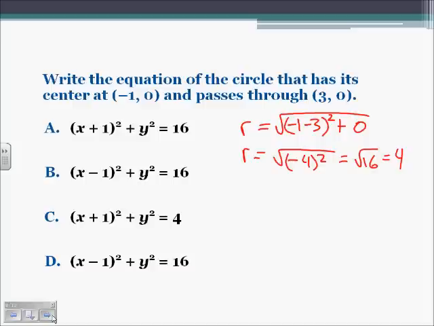So we can eliminate C right away because our answer is not going to be C. We go back and we plug everything in. Our center is at -1. So we're going to have (x + 1) squared plus y squared equal to 16. The only one that fits that is A.